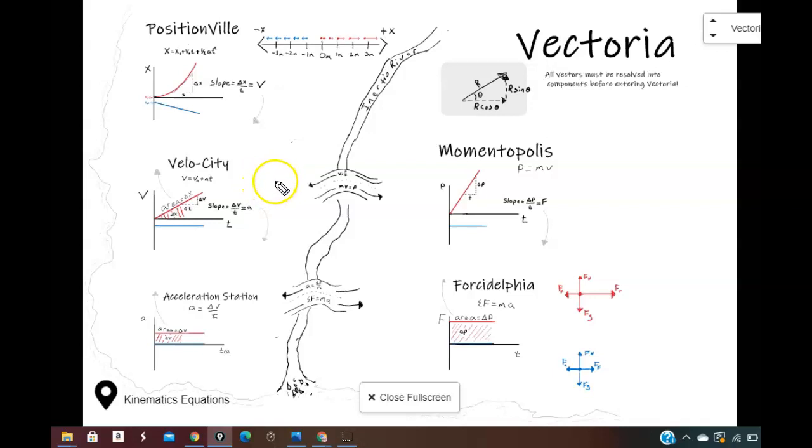So in this imaginary map that I've created, we've got Positionville, to describe where a position is or how far it's gone, Velocity for how fast it's moving, Acceleration Station for its acceleration, and then we can cross the Inertia River. Remember, inertia and mass are kind of the same thing, resistance to a change in motion. When we cross that from velocity, we get to Momentapolis, or if we cross from Acceleration Station, we get to Force Delphia.